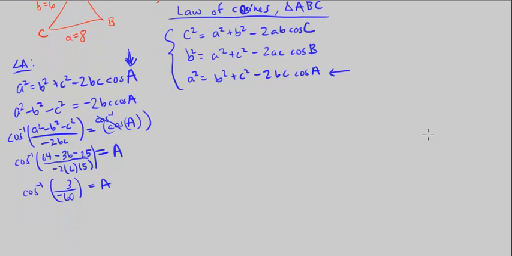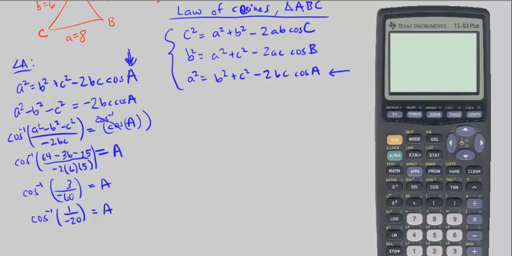We can simplify this even more, right? Because we know 60 divided by 3 is 20, so this is going to be the inverse cosine of 1 divided by negative 20. Okay, let's bring out our calculator. Let me turn this on. And we just do the inverse cosine of 1 divided by negative 20.